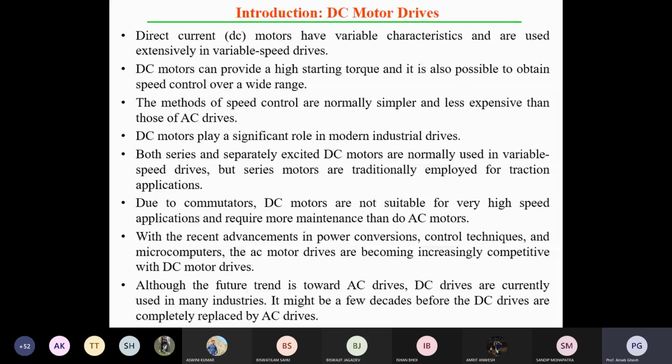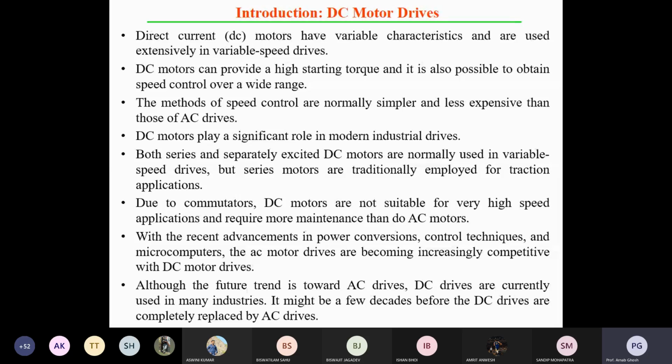The driver is different from the DC motor. The driving system is comparatively simpler in a DC motor, but the induction motor driving process is different. With the recent advancements in power conversion, meaning power electronics converters, control techniques, and microcomputers, AC motor drives are becoming increasingly competitive with DC motor drives.